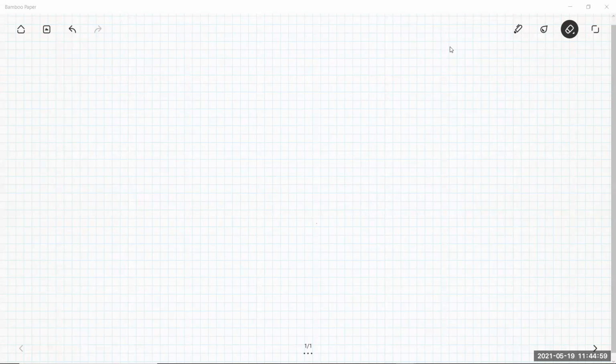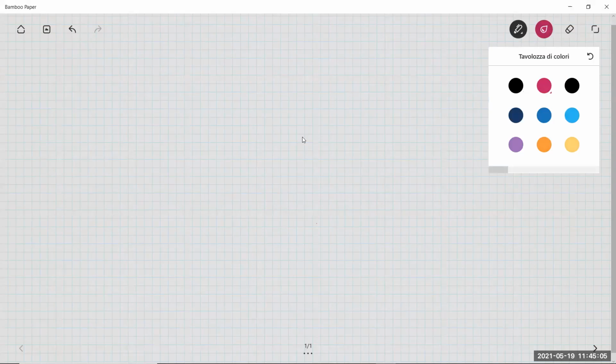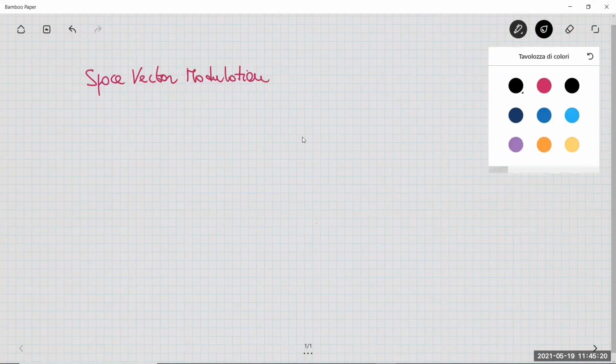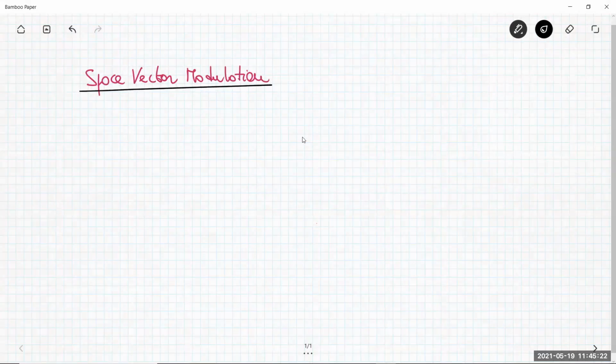So let me consider another topic, which is called the space vector modulation of three-phase inverter. Sometimes you can find the acronym SV pulse width modulation.